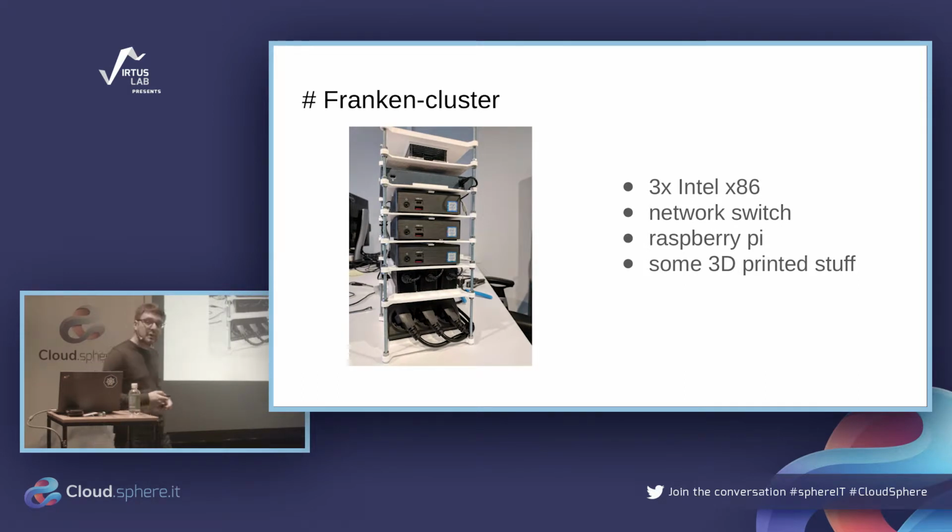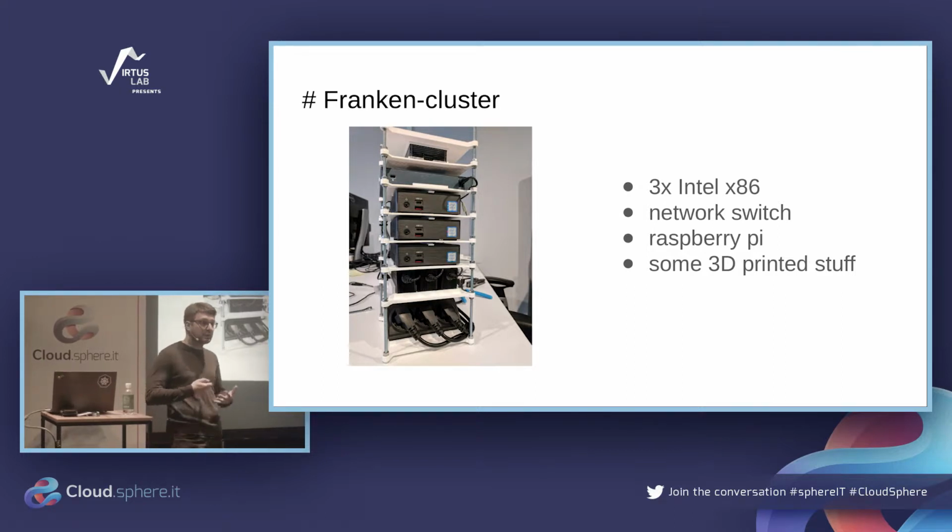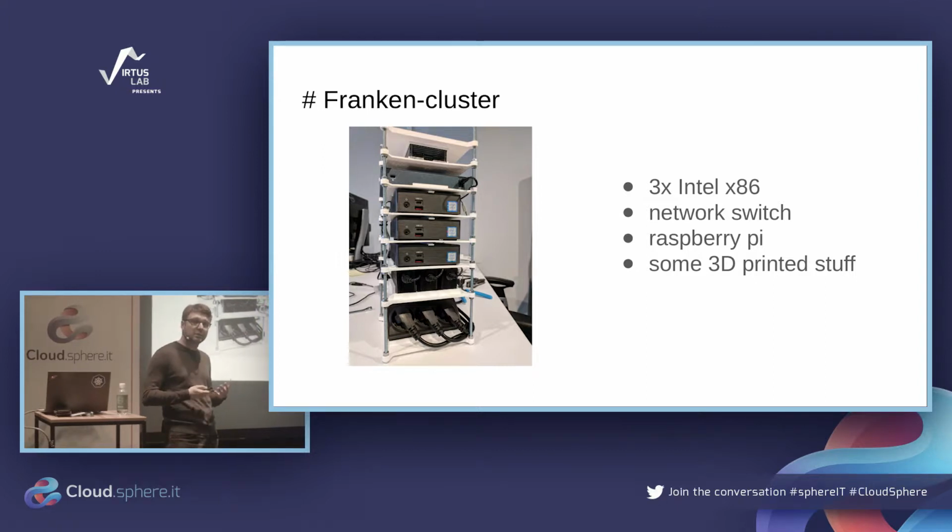Well, I would like to start with the following slide, which shows what my teammates and I have managed to do in order to better understand the provisioning process from a slightly different perspective than usual, because we spent most of the time with cloud, so we wanted to learn how it works all the way down to bare metal. So this is Franken-cluster. It has 3 Intel boxes with x86 CPU architecture, which means that we can run almost everything there. It's not ARM. It has a network switch, a Raspberry Pi, which works as provisioner for other nodes, and some 3D printed stuff to combine everything together.